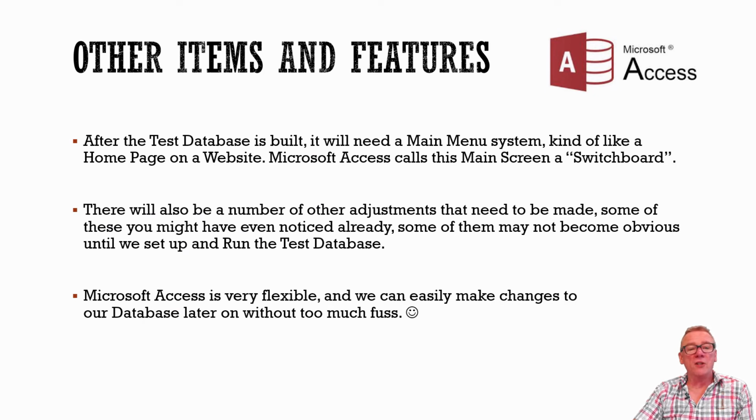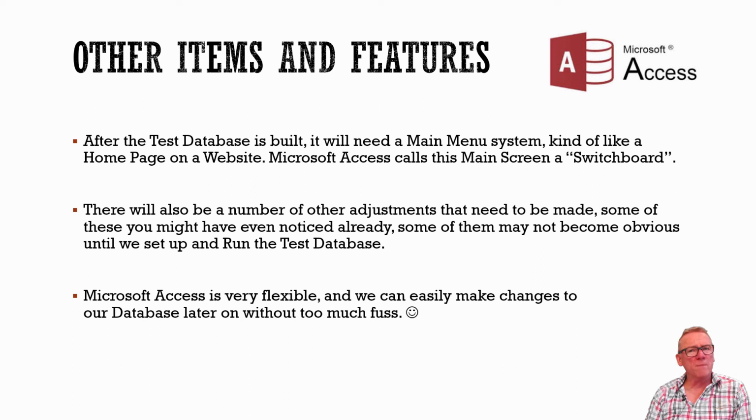Okay, other items and features. After we've finished building this test database, we're going to add on a main menu system so that it's just a pick and click. So you'll have the main kind of dashboard or menu screen. Access calls it a switchboard, but basically you can click anywhere on that to go to any particular form you want to go to, any particular query or report that you need to run. So that's kind of like the main control center of the database, and we build that at the end.